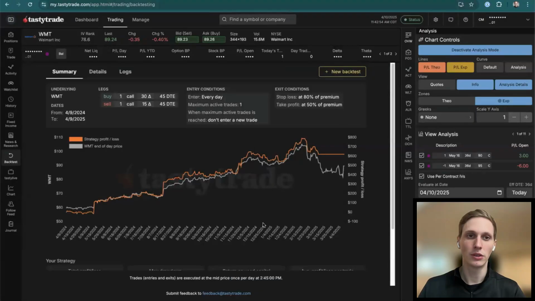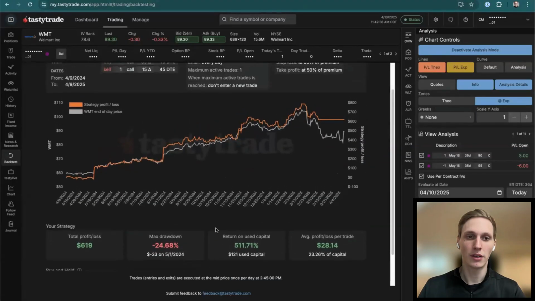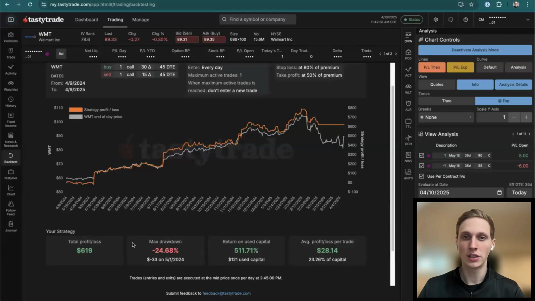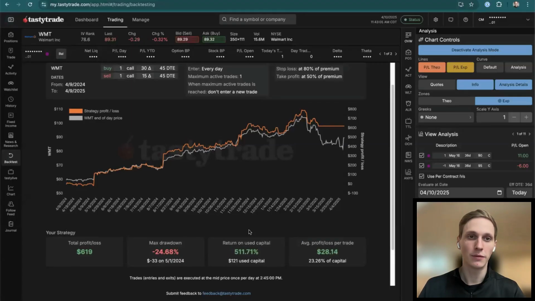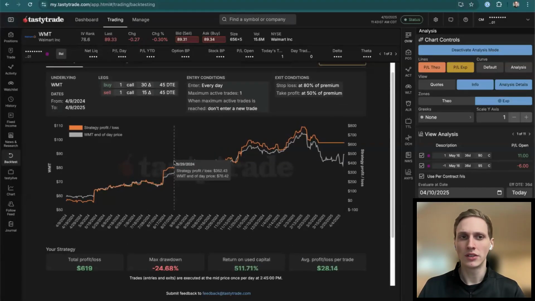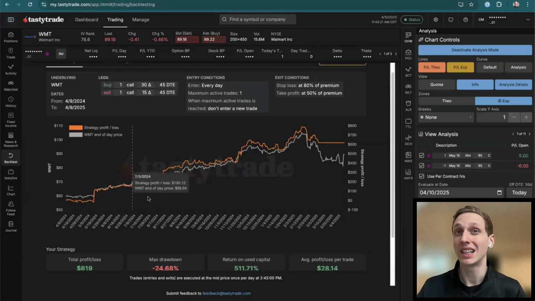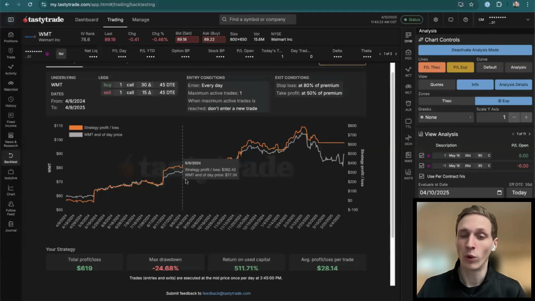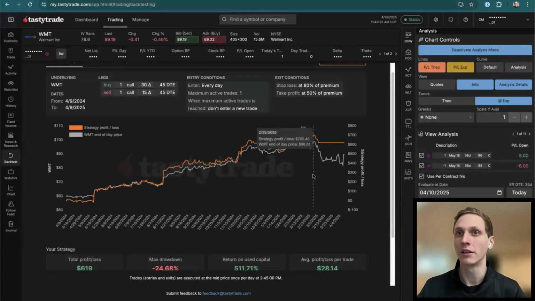And this is going to show us a breakdown of our profit or loss for this strategy, our max risk, max drawdown, our return on capital, and then also the average profit or loss per trade. What's nice too is that we can see our orange line here is showing us our strategy, our long call spread, and its performance over the last year. But the gray line is actually just showing us if we had bought the stock outright in Walmart itself, and we're able to compare.